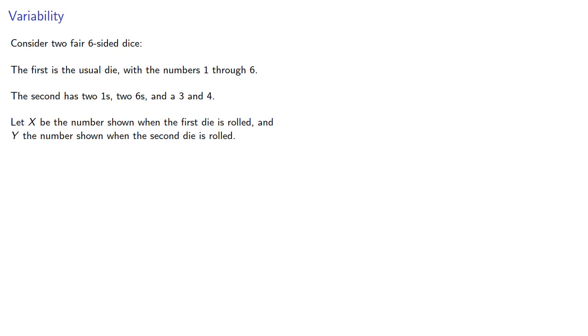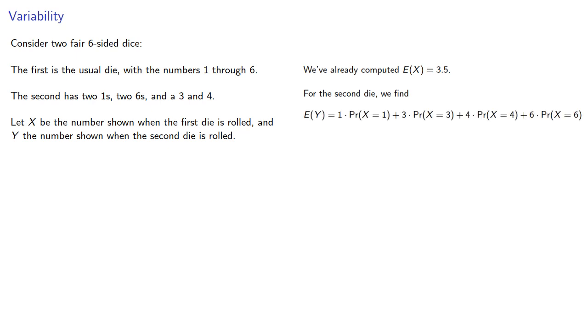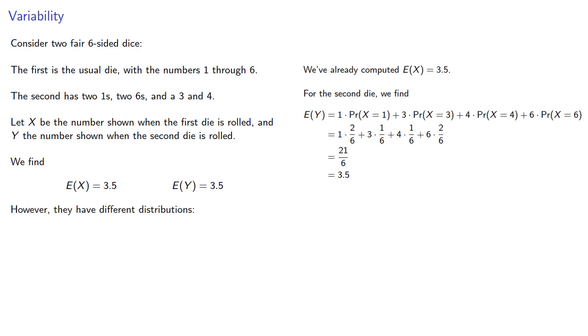We find the expected value of the first die is 3.5, and for the second die, we find the expected value of y is the sum of the products of the outcomes with the probabilities, which will be 3.5. However, even though they have the same expected value, they have different distributions. So the probability the first die shows a 2 is 1/6, but the probability the second die shows a 2 is 0 because there are no 2s.